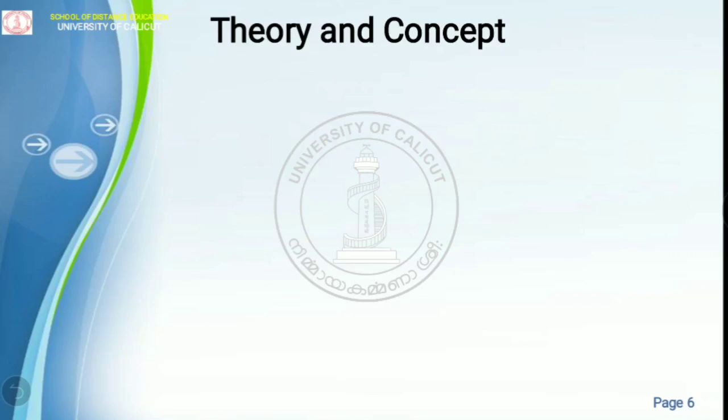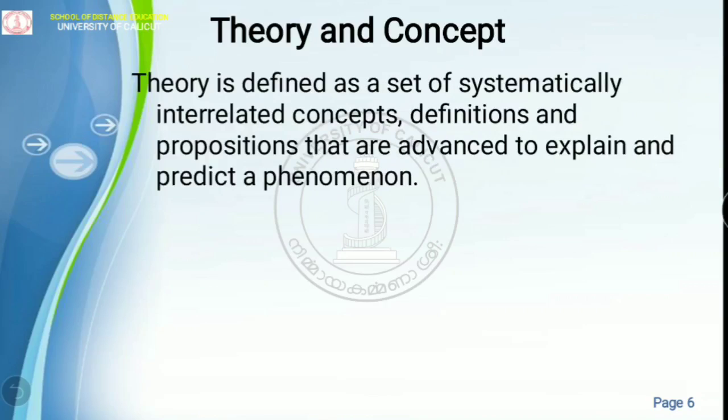Then we have to define two terms. Basically, they are theory and concept. The theory means a set of systematically interrelated concepts, definitions and propositions that are advanced to explain and predict a phenomenon. So systematically interrelated concepts that are advanced to explain and predict a phenomenon is called theory.